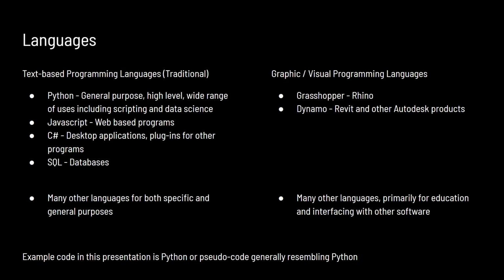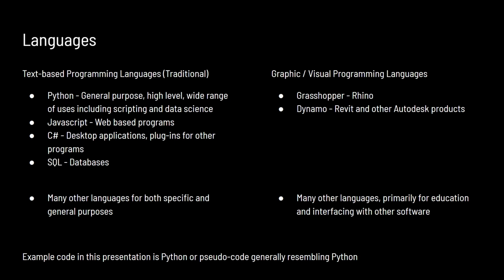So all computer programming and all scripting is basically the same idea as that. It's just using language that the computer can understand. There's a bunch of different computer programming languages. The ones that I've used are Python, JavaScript, C#, SQL. They all have different purposes.